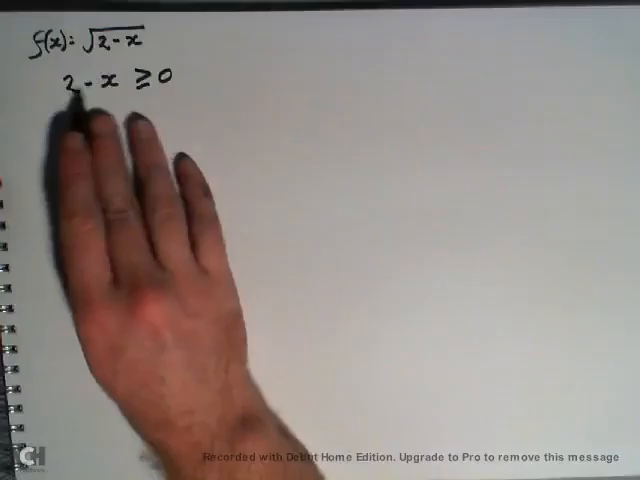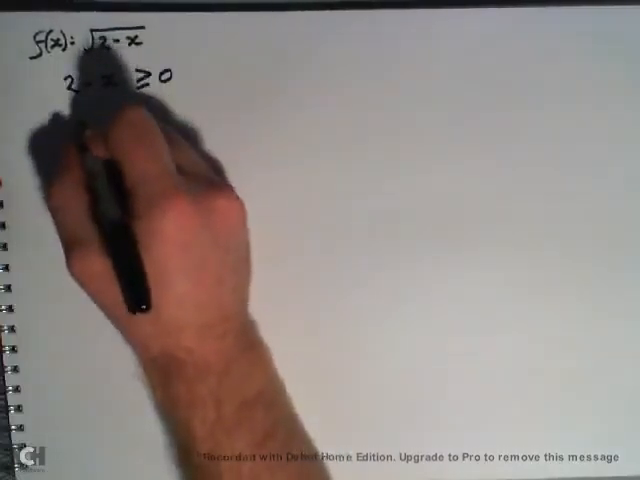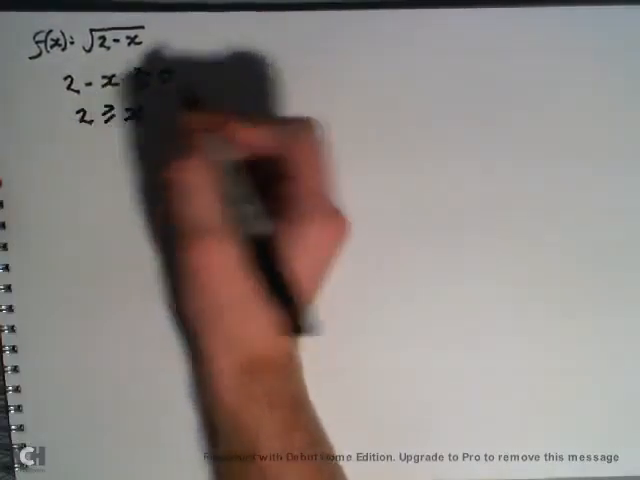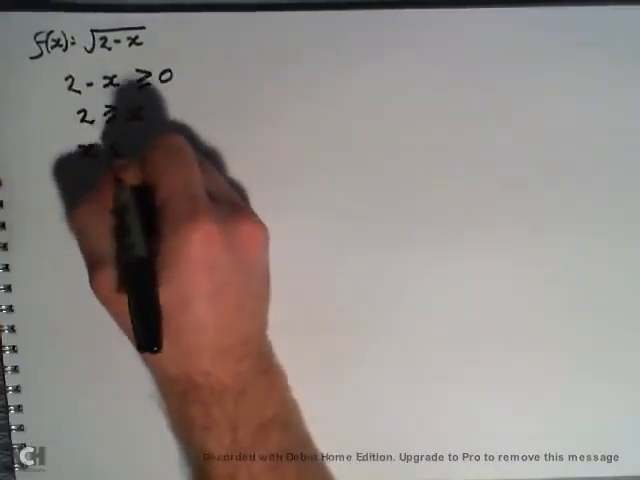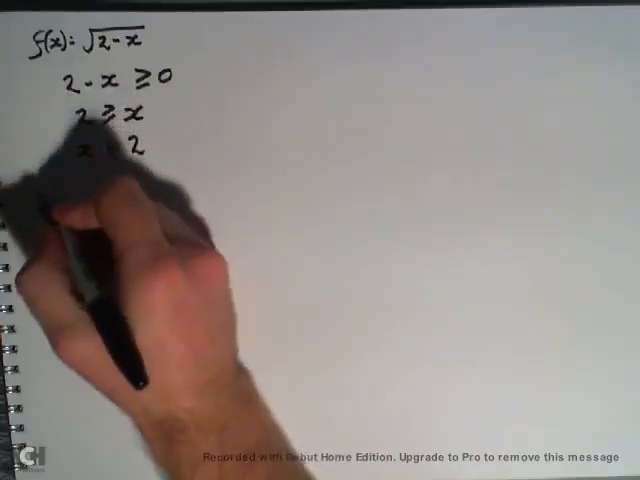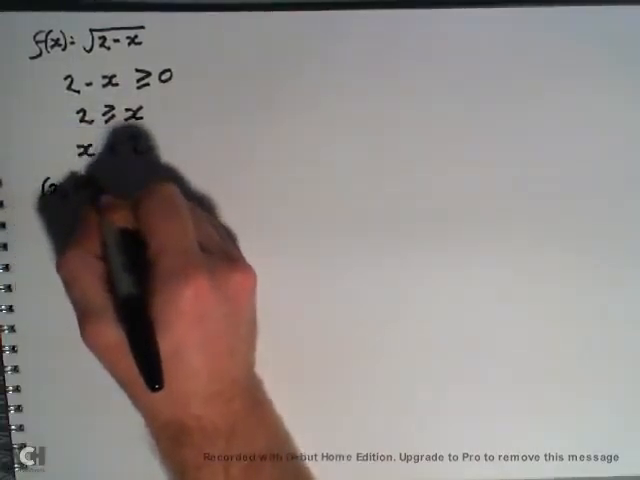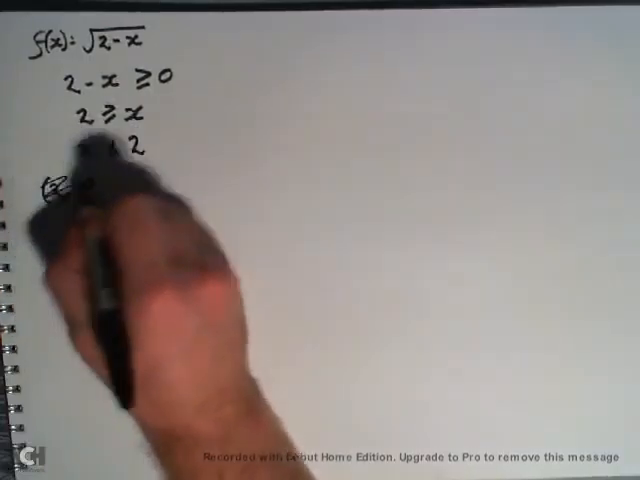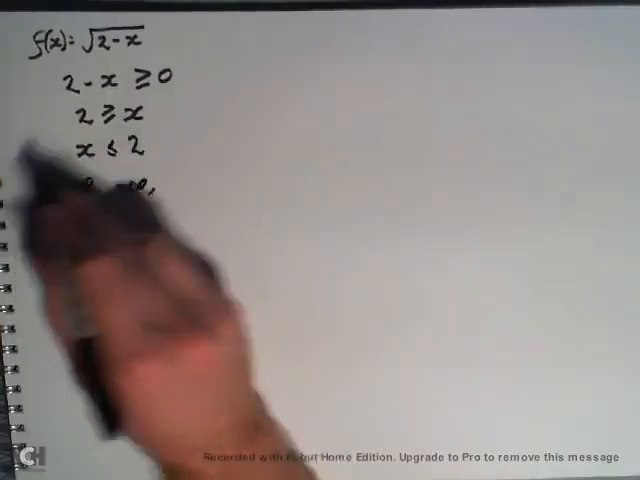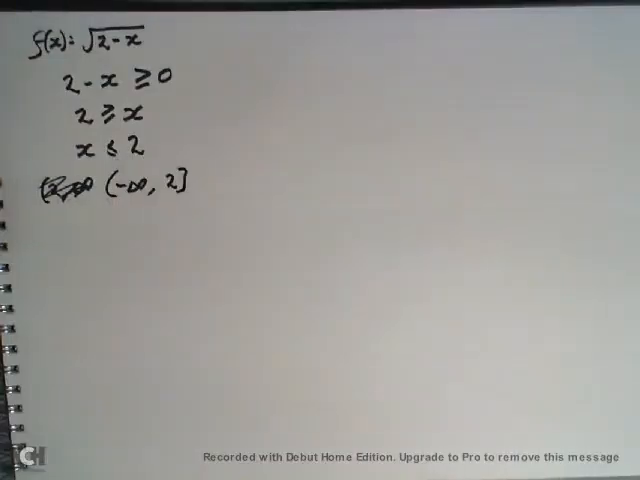So what values make 2 take x greater than or equal to 0? Well, I can move x across and say 2 is greater than x, or x is actually less than or equal to 2. So therefore, my domain is going to be from negative infinity, so all numbers less than 2. Okay, that's my domain.